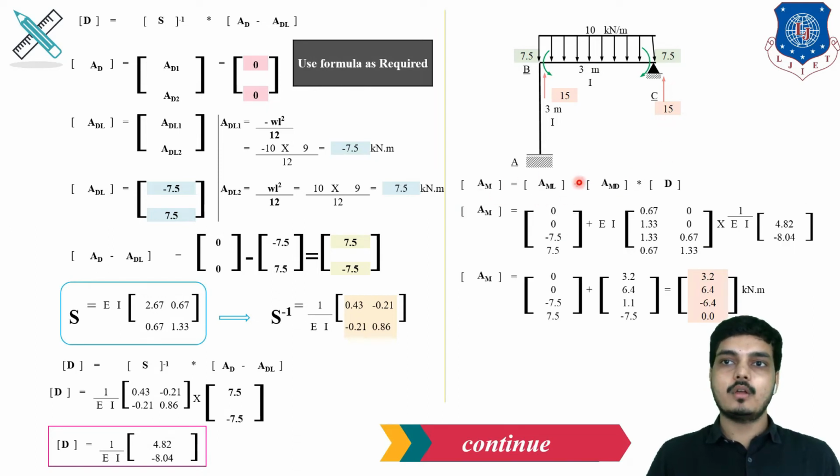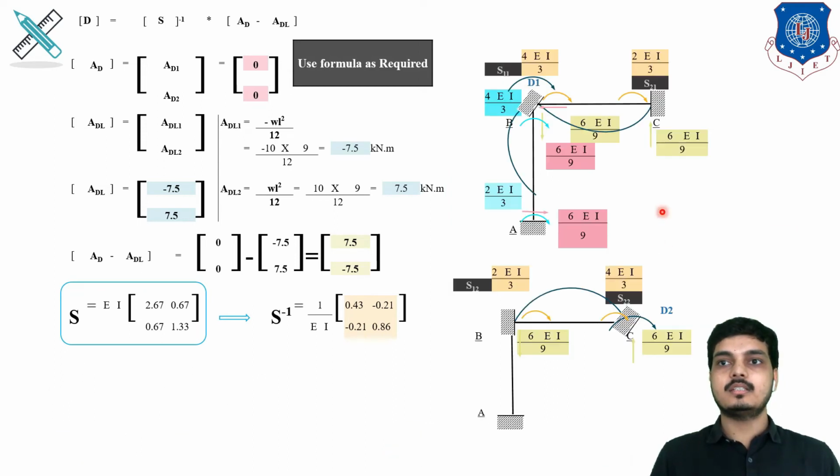So our AM equals AML plus AMD multiplied by D. AML will be, here there is no moment, so 0, 0. Here it is anticlockwise 7.5, so minus 7.5. Here plus 7.5. Plus EI multiplied by this value. So where has this come from? This has come from all over here, as we have done previously.